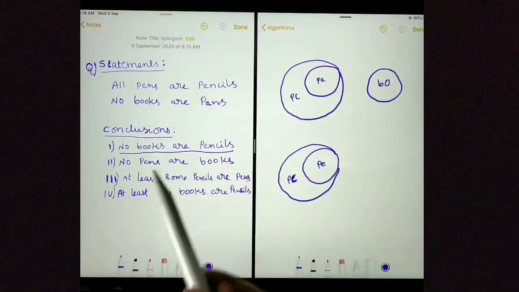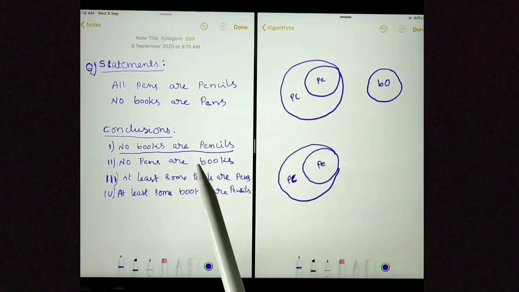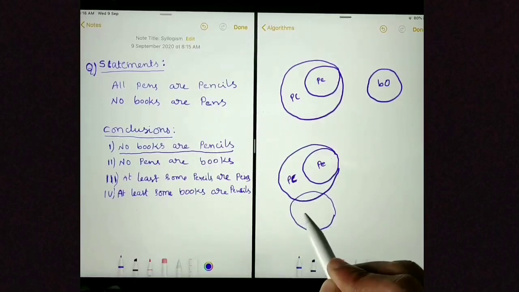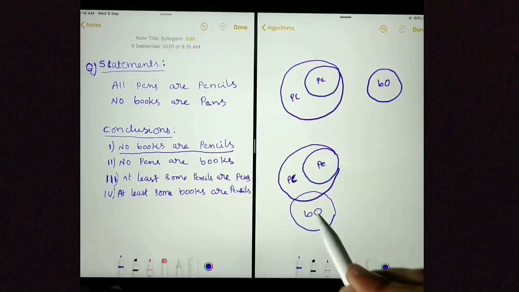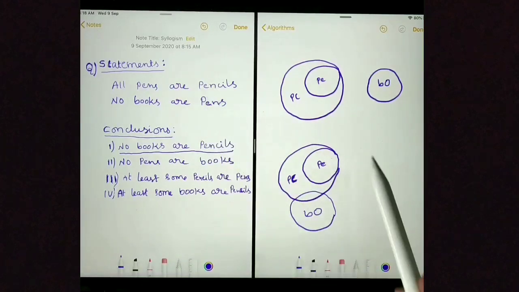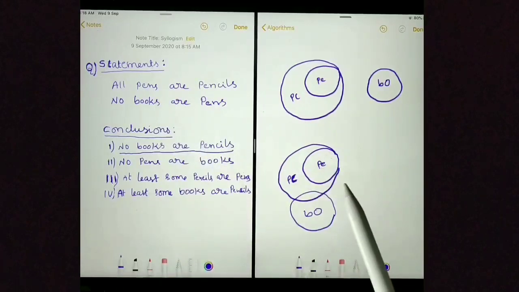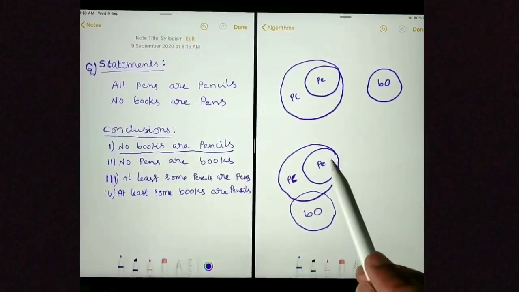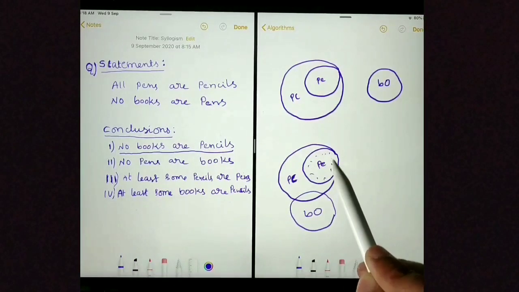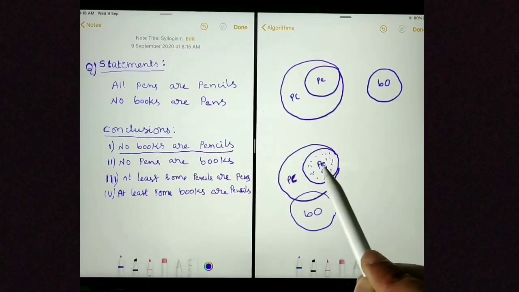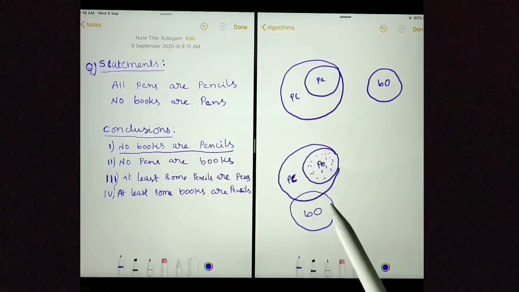Our goal is to prove some books are pencils. For that I need to draw like this. When we draw a Venn diagram, we need to follow statements. We should not violate statements. Let us see whether all of the statements are followed or not. First statement is all pens are pencils. These are all pens. You can see these are all pencils also because the pen circle is inside the pencil circle.